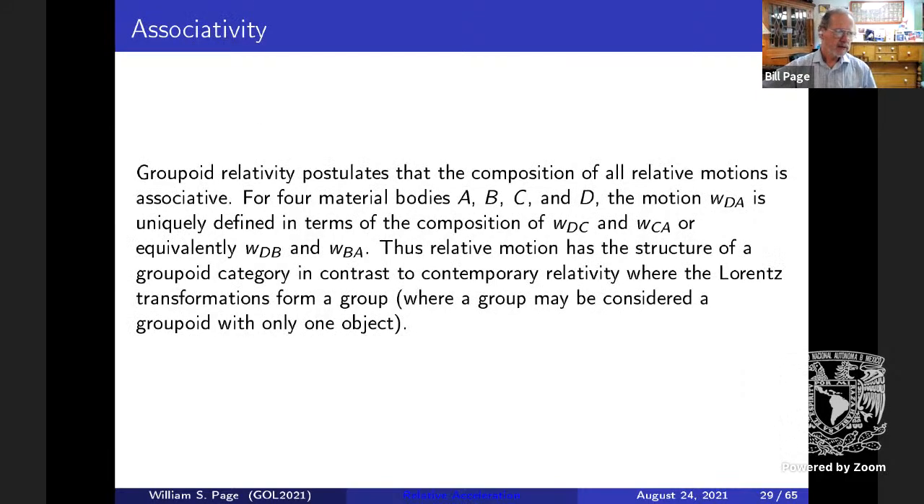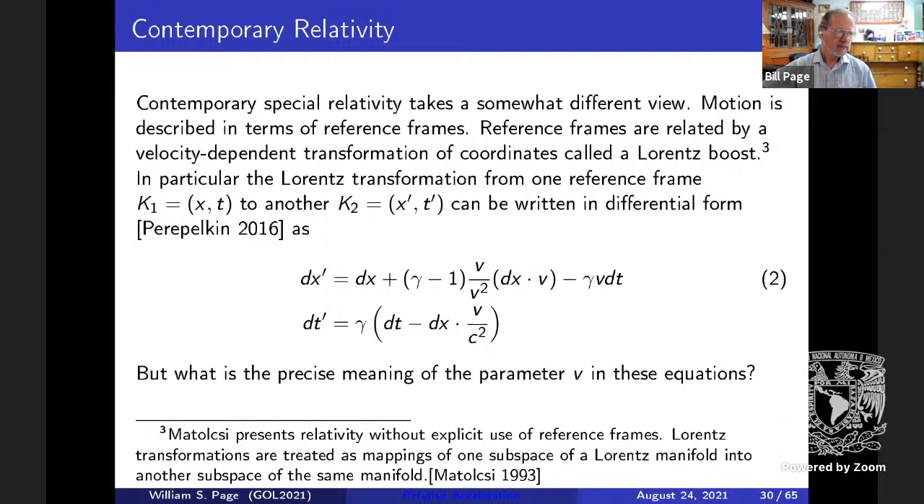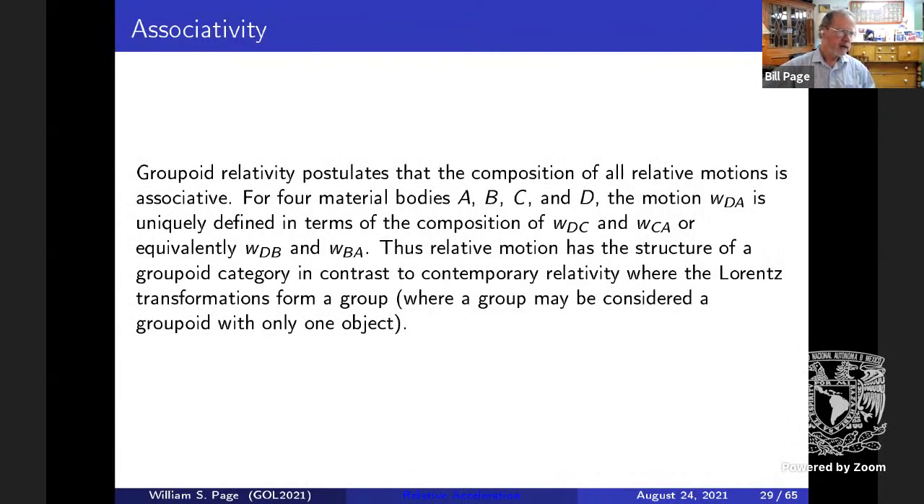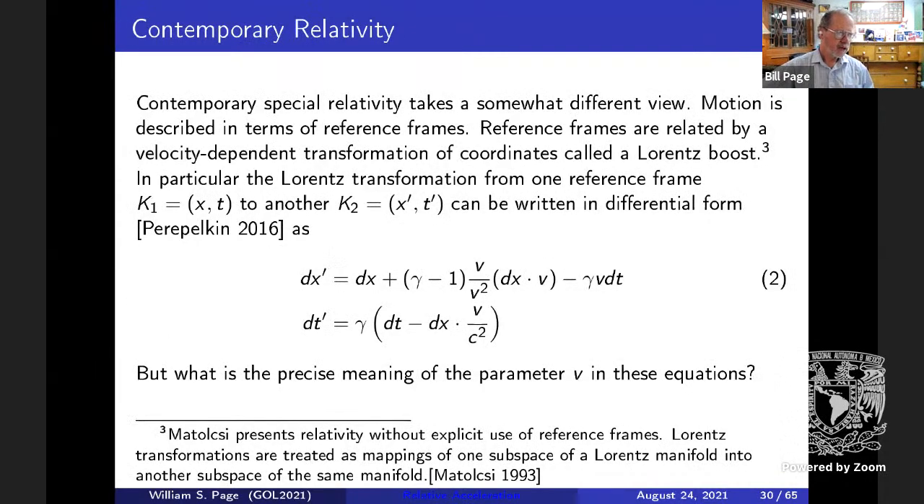Let me get ahead here. Okay, so in the paper, having described Zwinger's approach, I want to actually review the way things are presented in contemporary relativity.